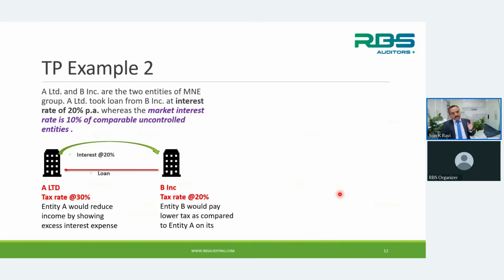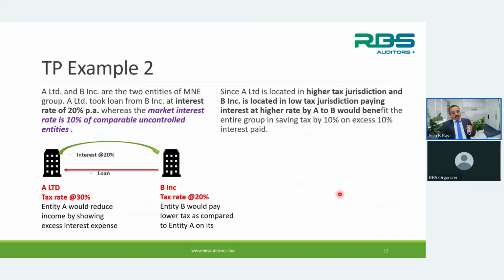Let's say A Limited's tax rate in that country is 30%, and B Limited's tax rate in that country is 20%. So automatically, B Limited will get interest from A Limited, and they have to pay tax at 20%. And what is the position for A Limited? Whatever interest is paid, they will get a deduction. Then what is the net effect? A Limited is the higher tax jurisdiction, and B Limited is the lower tax jurisdiction.